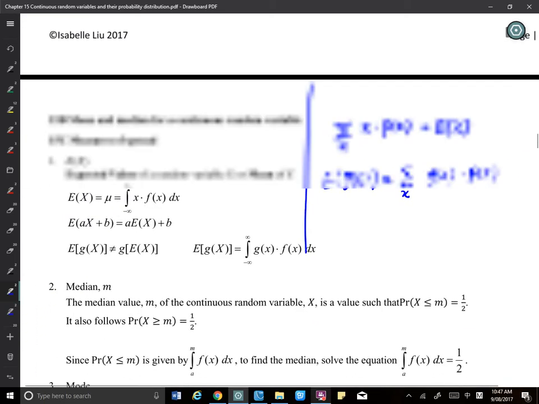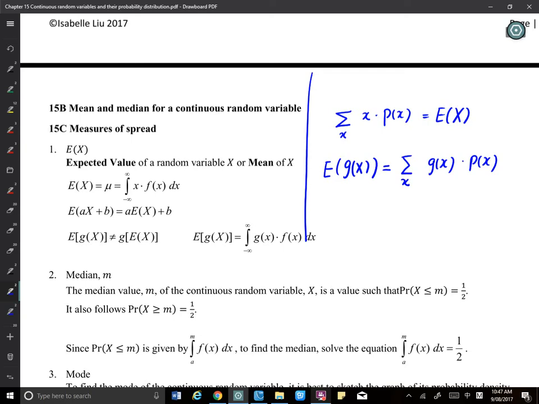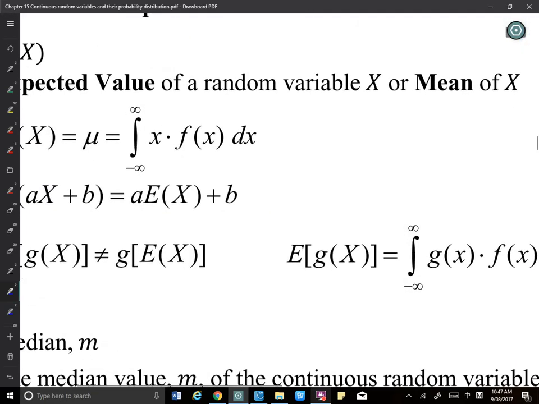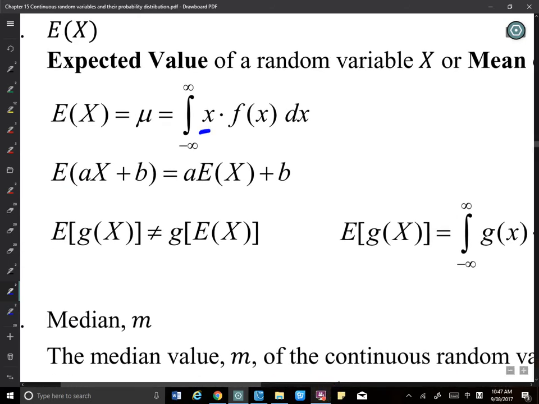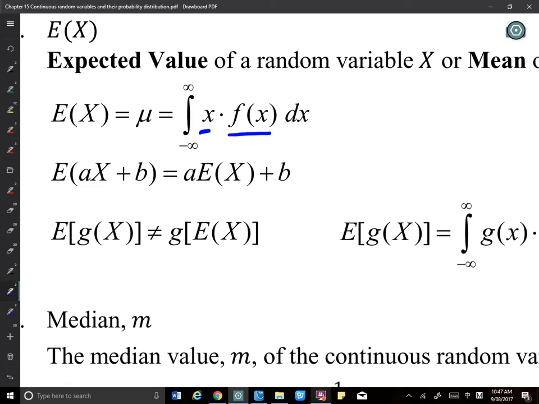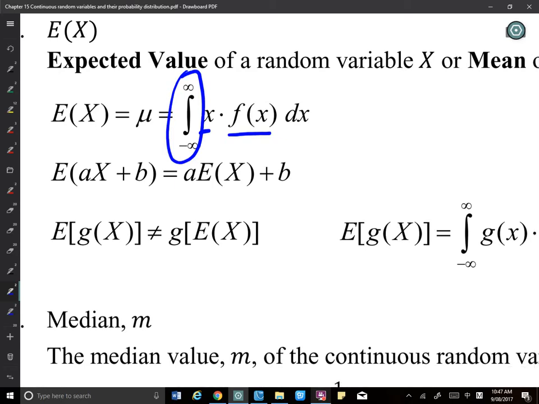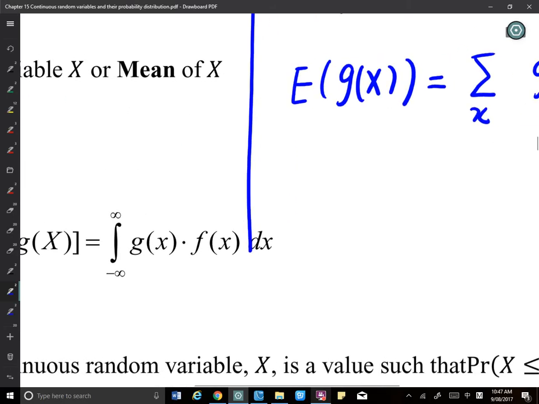And let's compare the continuous one. So what can expected x be? It is x times the density function. But instead of the summation sign, what we have is an integral sign. Why do we have integral signs? Because there are infinitely many points. You can't add them one by one, so the integral is another way of writing the sum sign.